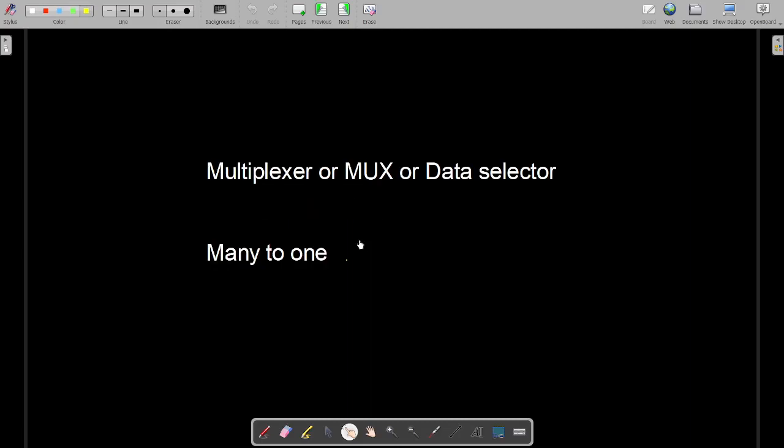Multiplexer is also known as data selector as it selects one data input from many data inputs. In simple words, many to one.